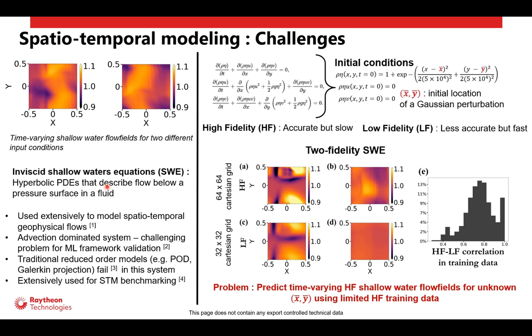We selected a benchmarking problem which has been popularly used by researchers in this field, and the problem is to emulate the flow fields generated by solving the implicit shallow water equations. The high fidelity data for this problem is a solution of the equations on a 64 by 64 regular Cartesian grid, while the low fidelity is on a 32 by 32 grid. The interfidelity correlation distribution shows that there is a wide range of correlation present among the fidelities, and our aim is to make use of this interfidelity correlation for predicting the spatio-temporal flow fields for unknown input conditions.